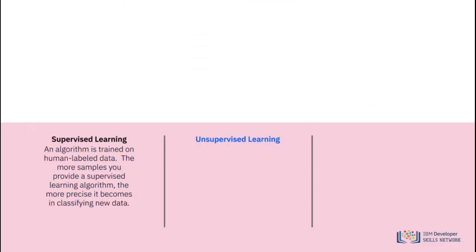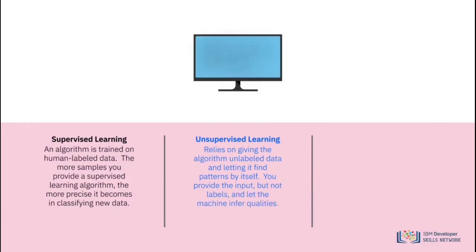Unsupervised learning, another type of machine learning, relies on giving the algorithm unlabeled data and letting it find patterns by itself. You provide the input, but not labels, and let the machine infer qualities. The algorithm ingests unlabeled data, draws inferences, and finds patterns. This type of learning can be useful for clustering data, where data is grouped according to how similar it is to its neighbors and dissimilar to everything else. Once the data is clustered, different techniques can be used to explore that data and look for patterns.